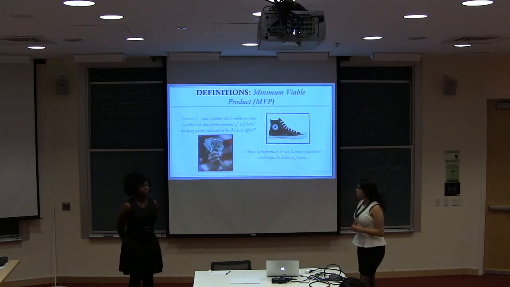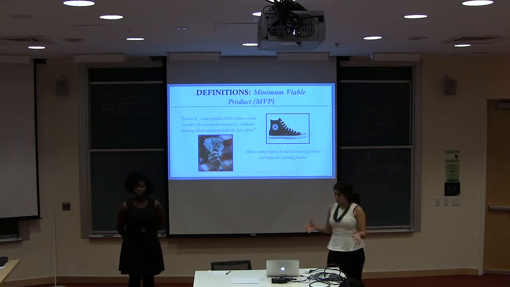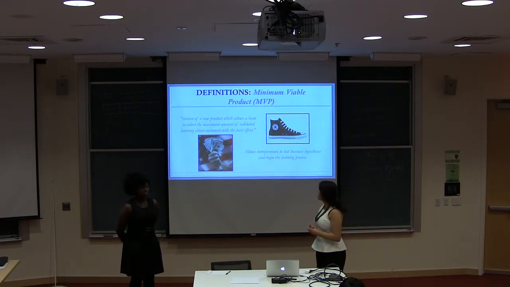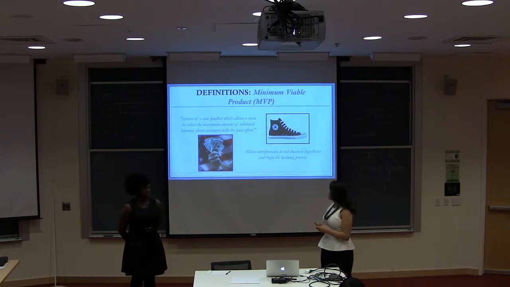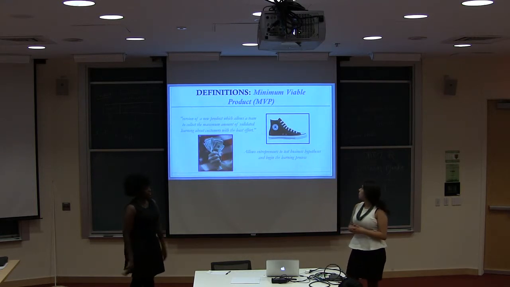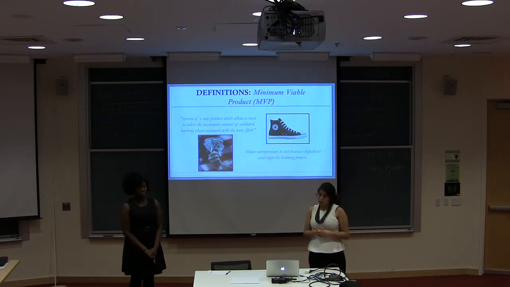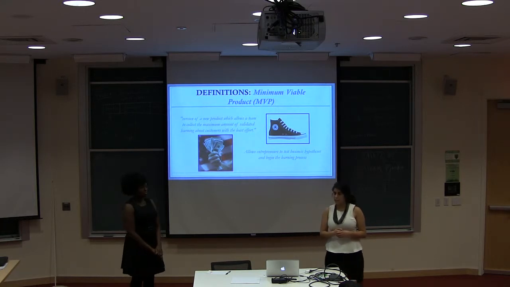So just to help you better understand what the model does, it's important to understand some definitions. So one of them is minimum viable product, or MVP. And the definition of MVP is a version of a new product which allows a team to collect the maximum amount of validated learning about customers with the least effort.